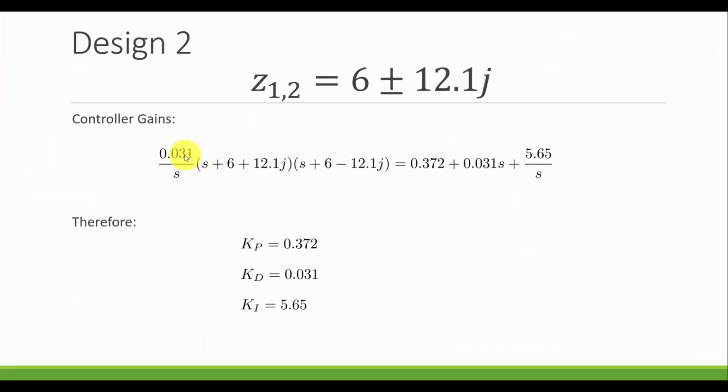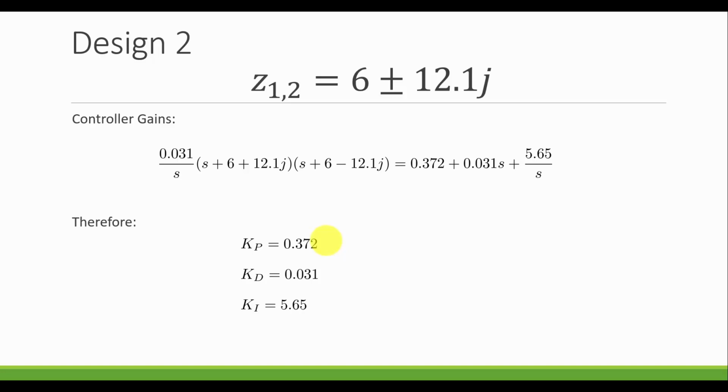Now I use the gain I just found, the 0.031, multiplied out by the zeros that I found before, the 6 plus or minus 12.1j. And I'm going to expand this out so that I get those 3 gains, which is how I'm going to implement the controller in Simulink. So if I multiply through, this tells me that my proportional gain should be 0.372, the constant part on the right-hand side, the derivative gain 0.031, that's times the s term, and the integral gain 5.65, that's the part that is being divided by s, so that's going to be the gain for the integrator.